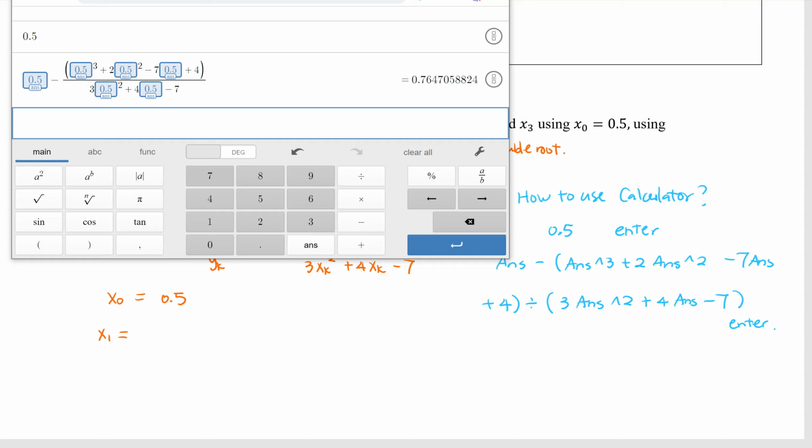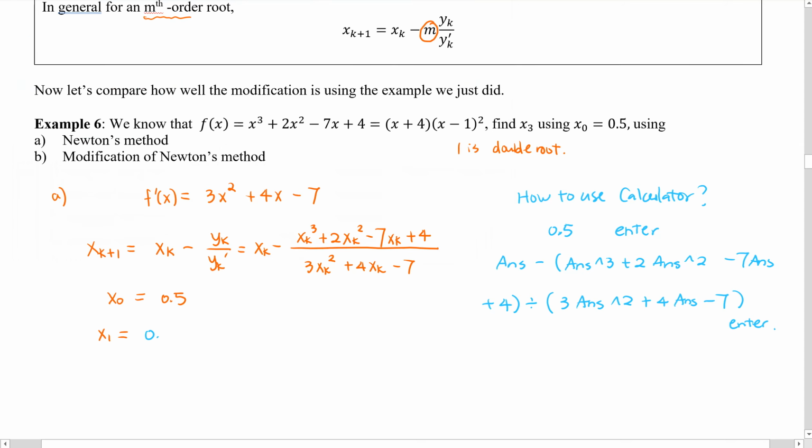Let's write it down. 0.76470588824. Let me use orange color. And let's write down here, point 76470588824, right? And then how about x2?